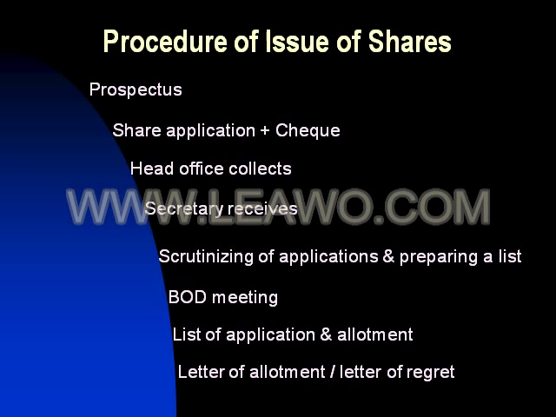Secretary sends letters of allotment to those to whom shares are allotted and letters of regret are sent along with the check for refund of application money to the shareholders to whom shares are not allotted. The shareholders to whom shares are allotted pay allotment money and then company issues share certificates to them.